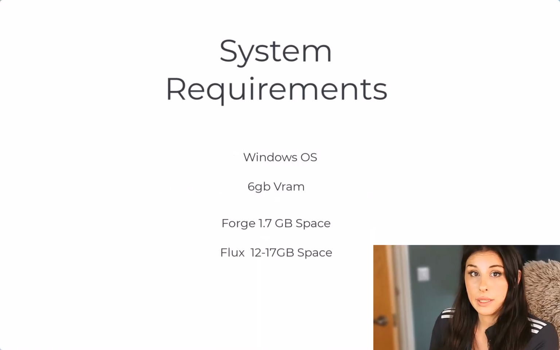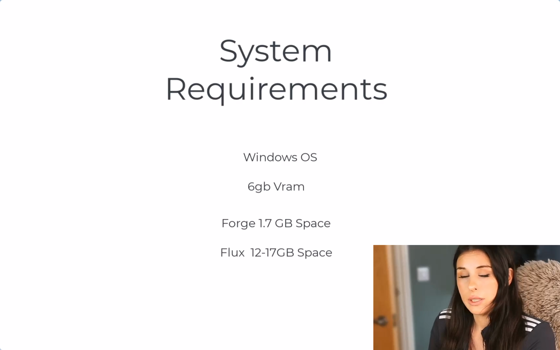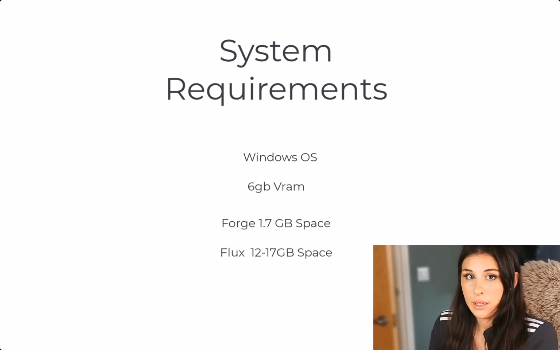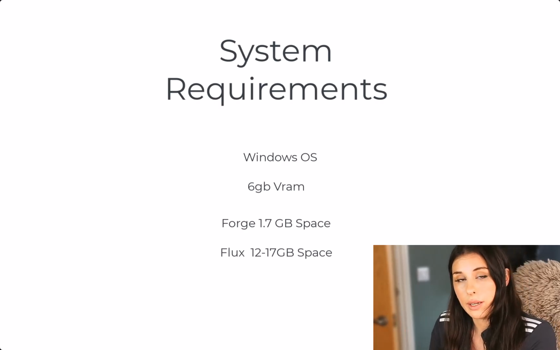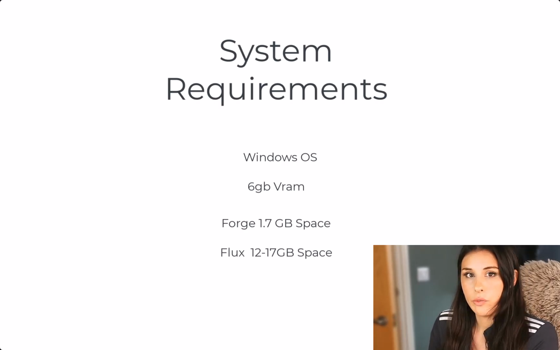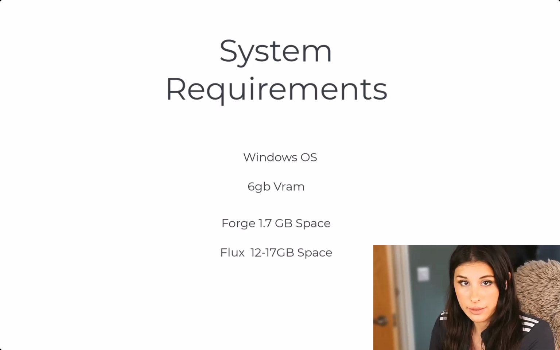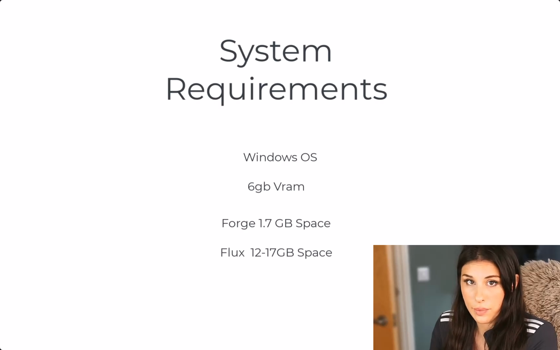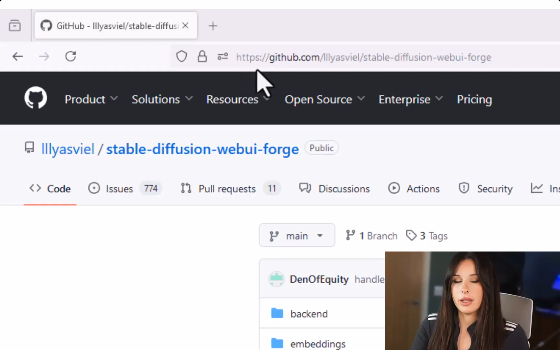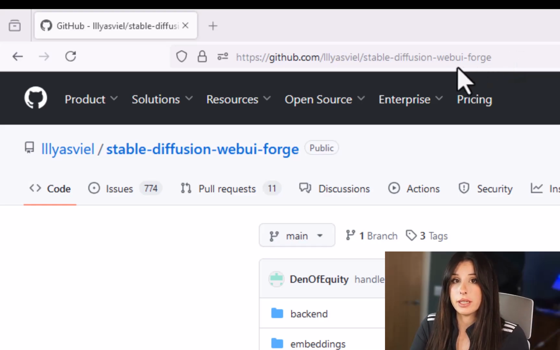So this is going to be a Windows tutorial. You're going to need at least 6 GB of VRAM as a minimum requirement. The more VRAM you have, the quicker your image generation will be. For Forge UI, you'll need at least 1.7 GB of space on your hard drive. And for the Flux model, we're using the condensed Flux model, which is smaller, so between 12 to 17 GB of space available.